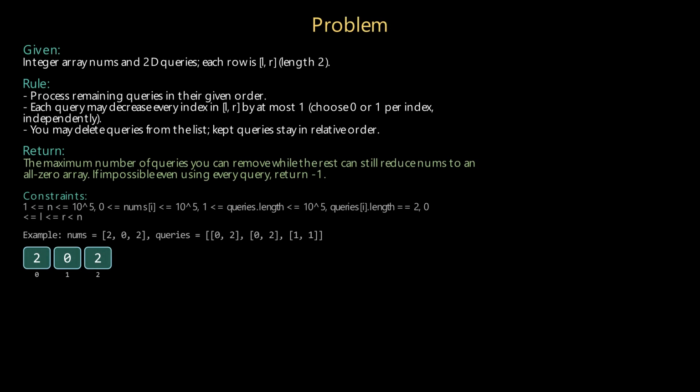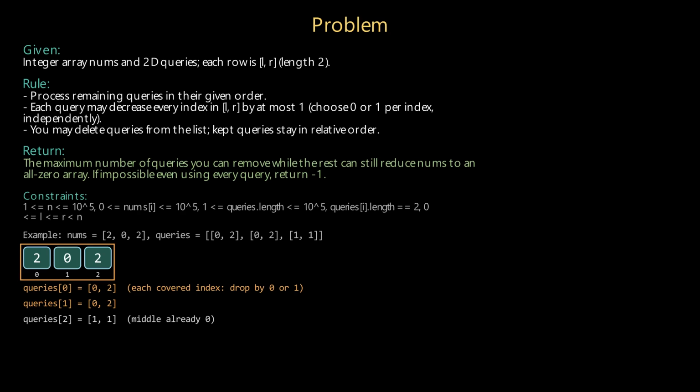You are given nums and queries. Each query is a closed interval L through R. When you use a query, every covered index may drop by 0 or 1, chosen independently. You want to delete as many queries as possible while the remaining ones, in order, can still zero the array. If you cannot zero nums even with all queries, return -1.